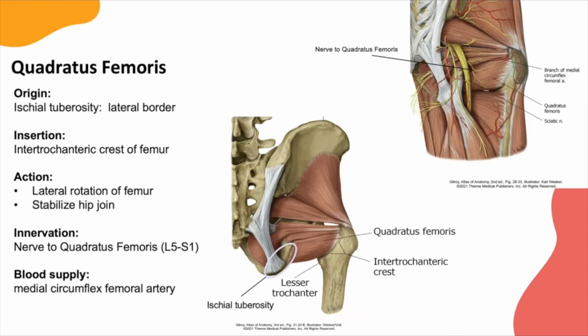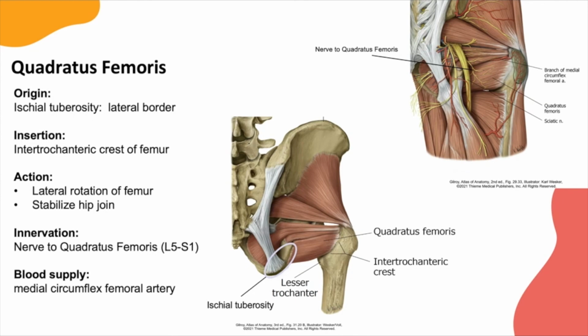Quadratus femoris originates on the ischial tuberosity on the lateral border. It inserts on the intertrochanteric crest of the femur, and the actions are lateral rotation of the femur and stabilizing the hip joint. It's innervated by the nerve to quadratus femoris, and the blood supply is by the medial circumflex femoral artery.